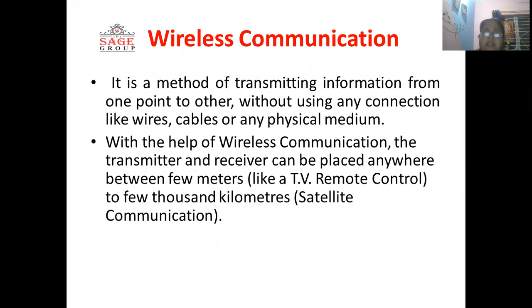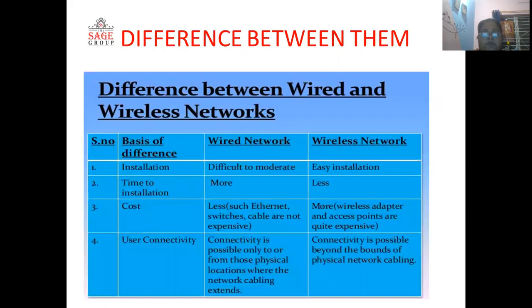Wireless communication is a method of transmitting information from one point to another without using any connection like wires, cables, or any physical medium. With the help of wireless communication, the transmitter and receiver can be placed anywhere between a few meters, like a TV remote control, to a few thousand kilometers, like satellite communication.